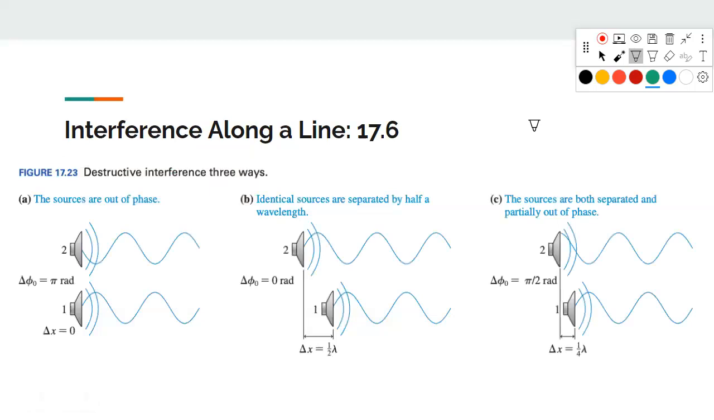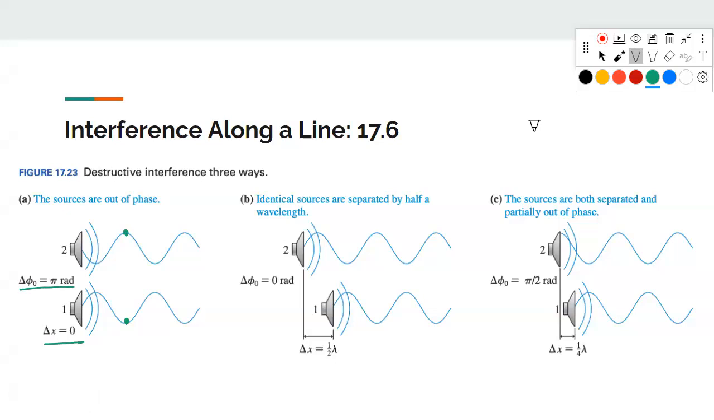So we can see in this picture a few possibilities. On the left, the speakers are at the same location, so there's no delta x. Delta x is 0. But when one wave is playing a peak, the other wave is playing a trough. So you can see here when this wave is at a peak, this wave is at a trough. As a result, these two waves have an initial phase difference, a delta phi naught, of pi radians. They're completely out of phase, we would say. So they destructively interfere, and in the region that we're looking at here would just completely cancel one another out.